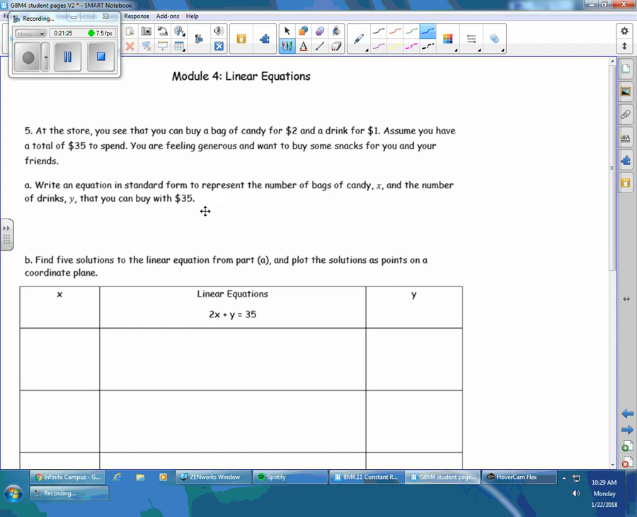So we know it's going to equal $35. A bag of candy is $2, and we said candy was our x. So 2 times x, plus 1 times y, or just y, is going to equal 35.